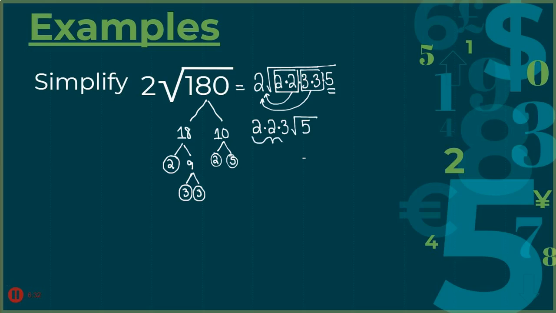So again, I have to multiply these together. 2 times 2 is 4, times 3 is 12. So I have 12 square roots of 5.